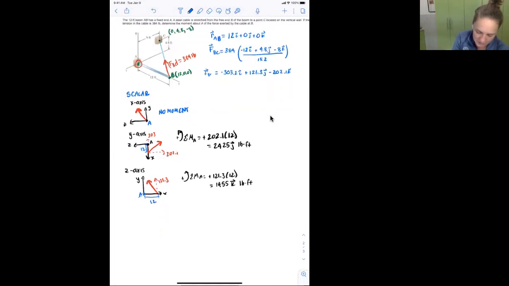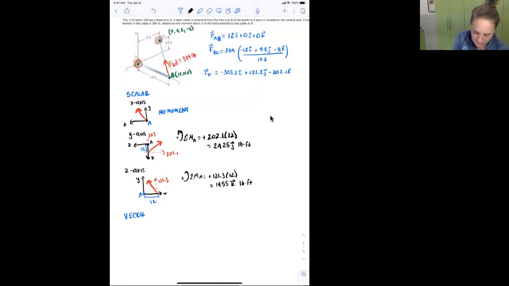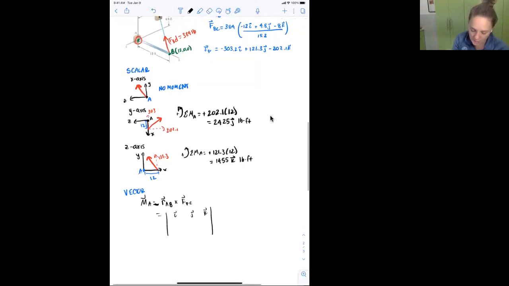So the vector method, we are going to find the moment about A by doing R of AC, although you could also do, sorry, not RAC, you could do RAC. We are going to do RAB because it's easier, and we're going to cross that with FBC. I'm going to write my determinant. Always needs to go in the right order. So I have IJK on top.